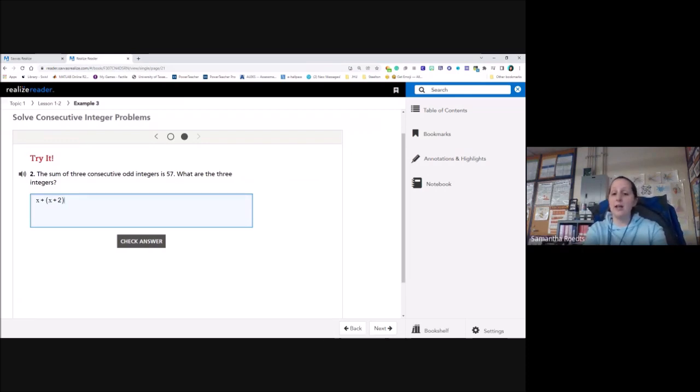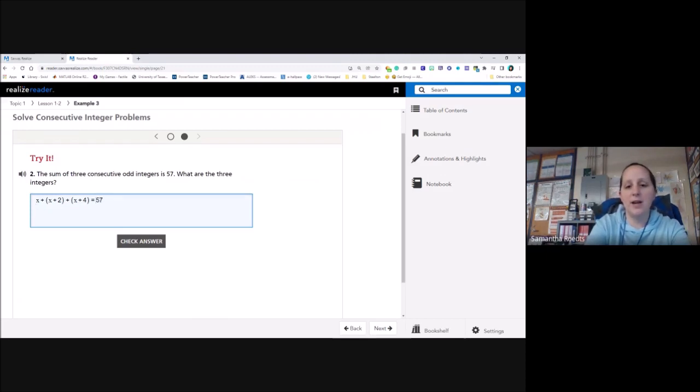So again, odd integers, so it would be 1, 3, 5. So I'd add 2 the first time, and then I'd add 4 the second time. So plus x plus 4. Okay. So this is my first odd integer. This is my second odd integer. And this is my third odd integer. Okay. And this is going to equal, it said sum, so equals 57.